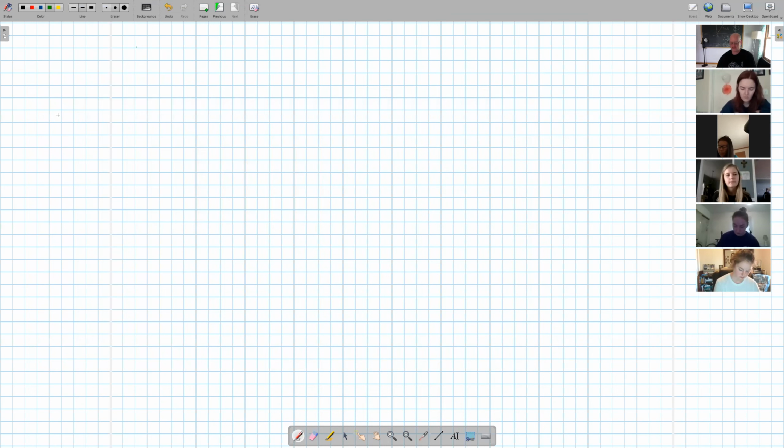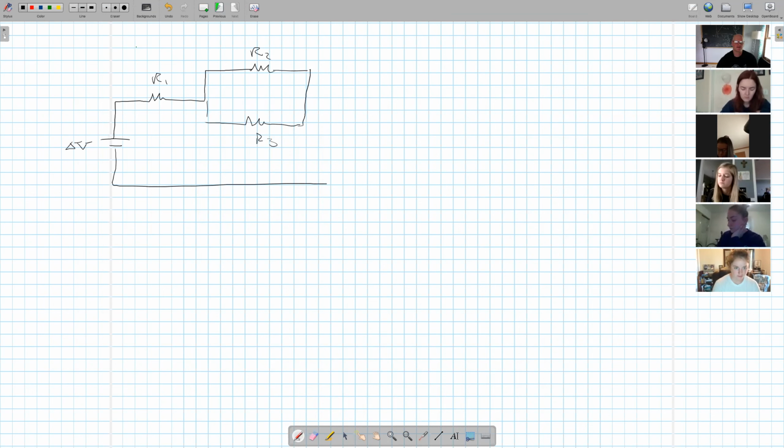Okay, so let's redraw our circuit here. Let me use my black again. So here's my battery. This is delta V. This is attached in series to R1, and then R1 is attached in series to R2 and R3, which are in parallel. And then these are now attached to the battery.